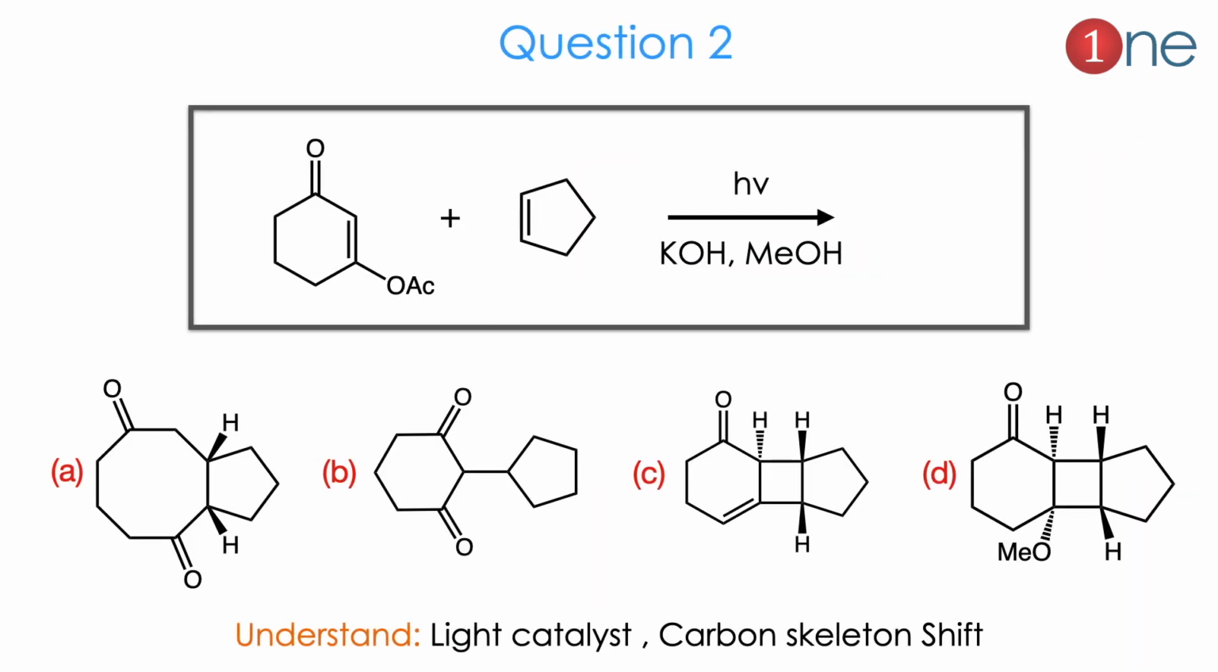Then the next question. The starting material is a conjugated ketone. The acetate is attached with OH in that one. Then you are adding cyclopentene. Here you are using light. Then potassium hydroxide and methanol are used as the reagents. Here they ask you to find the product. The products are normally ring opening, carbon-carbon coupling, or a fusion. Here you have to know that we are using light as a catalyst. A carbon skeleton shift is there.